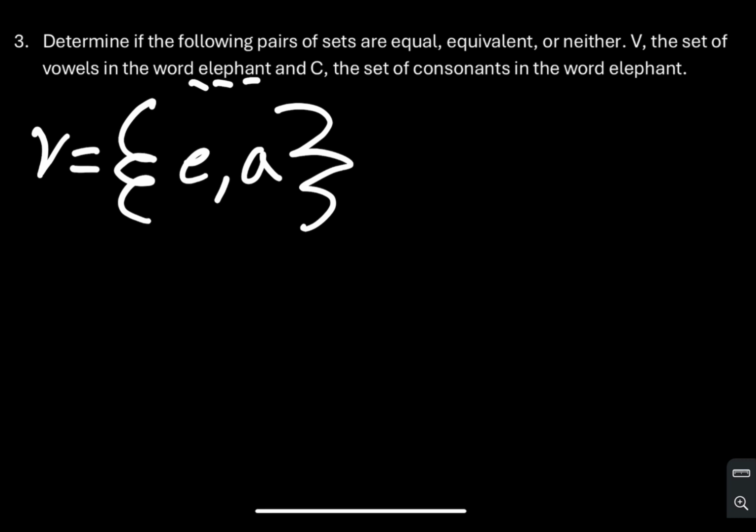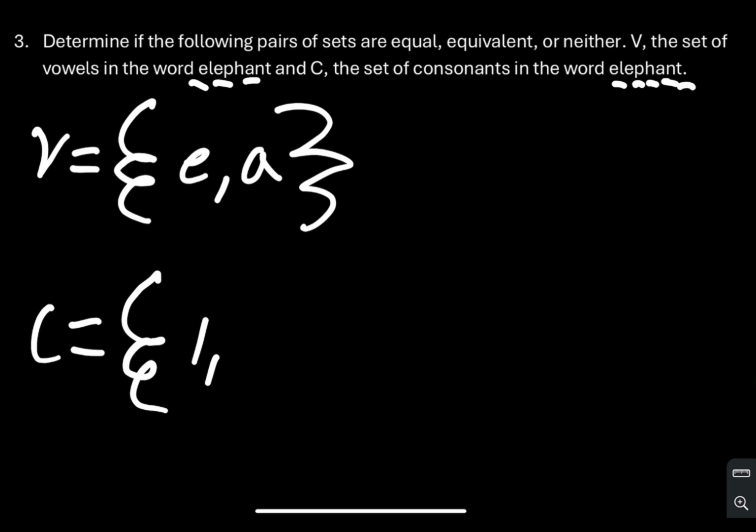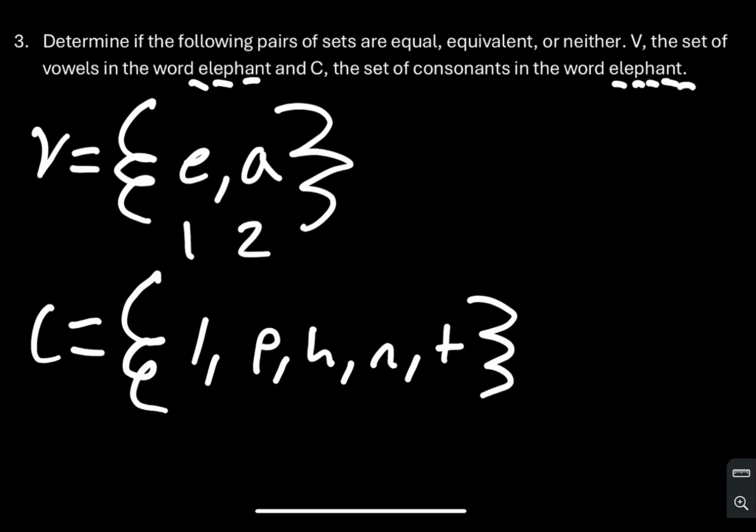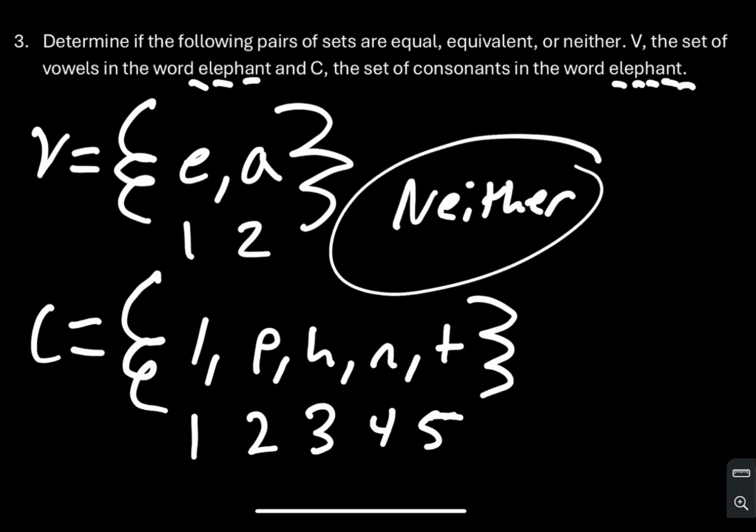Now, consonants are letters that aren't vowels. So in set C, we have an L, a P, an H, an N, and a T. So we have L, P, H, N, and T. If you notice, we have 2 elements in set V, and then we have 5 elements in set C. Since they don't have the same elements, and they don't have the same cardinal value, or the same amount of elements, these sets are neither. Neither as in neither equal nor equivalent. And that's going to be your answer.